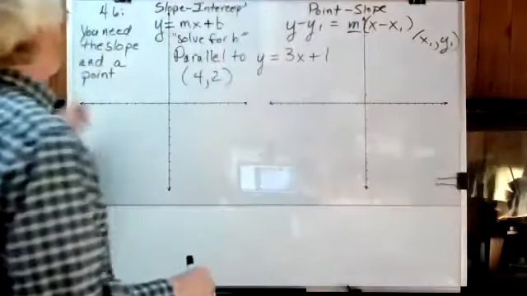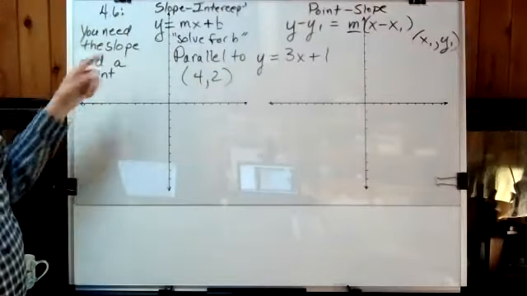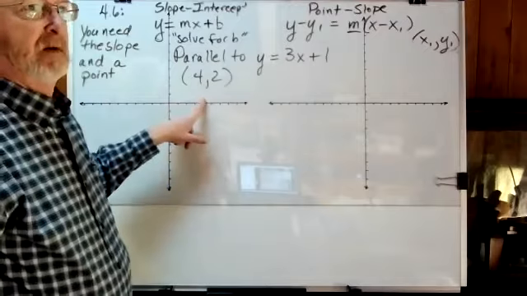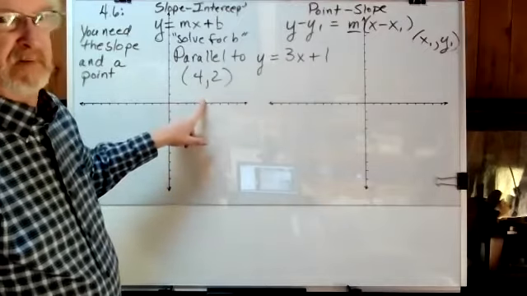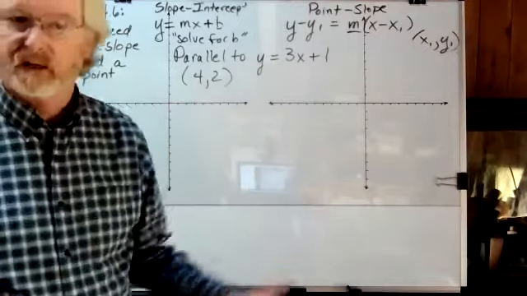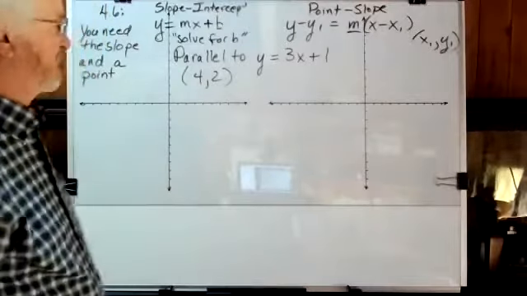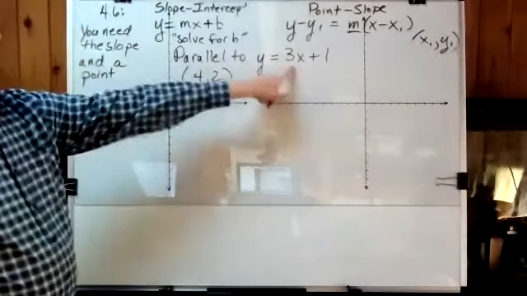Back to what do I need? I need the slope to use and a point to use. This kind of problem tells you a point, and you have to know where to find the slope. What's the deal with parallel lines? They have the same slope. What slope then do I need to use?